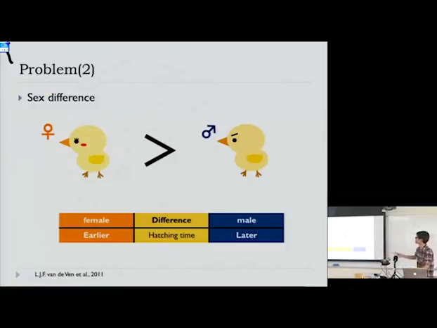And next is sex difference. Some papers show that females hatch earlier than male chicks, maybe about 2 or 3 hours. The method or reason for this is still ambiguous. But my experiment is focusing on hatching time, so I can't ignore this relationship.